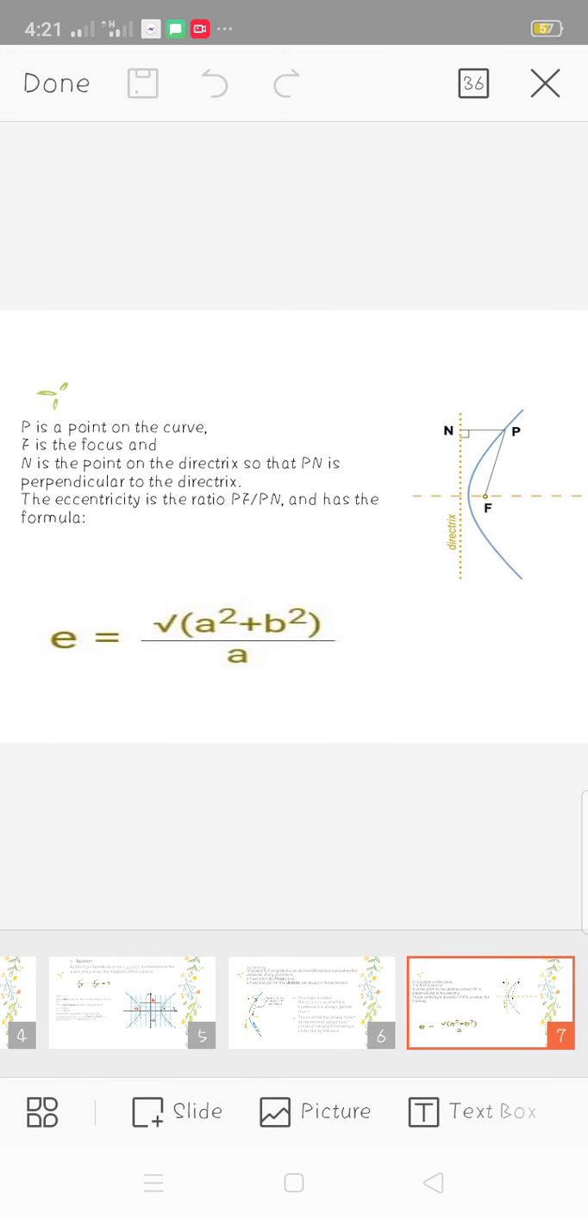P is a point on the curve, F is a focus, and N is a point on the directrix, so that PN is perpendicular to the directrix. The eccentricity is the ratio PF over PN and has the formula e is equal to the square root of a squared plus b squared, over a.